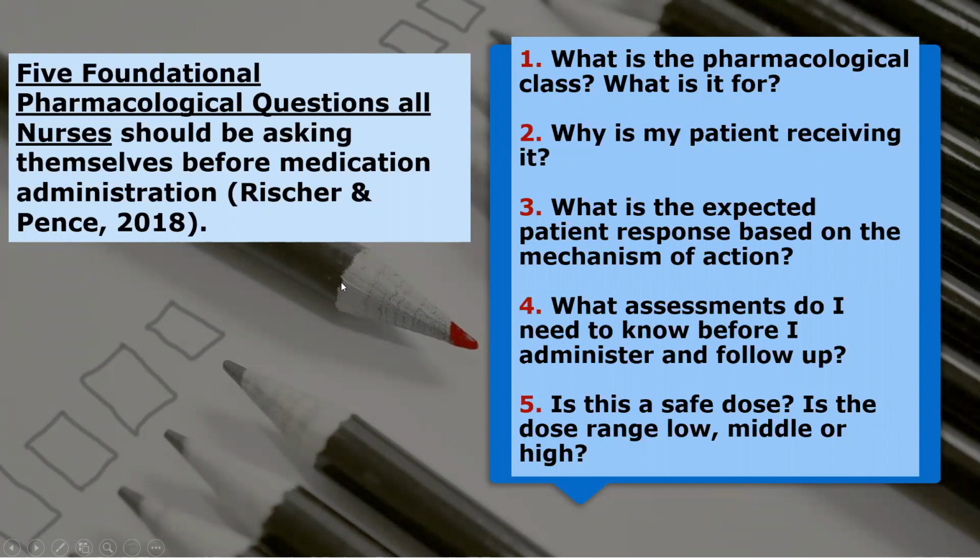What's the expected response based on the mechanism of action? What assessments do I need to know before I administer? And what follow-up assessments do I need? And is this a safe dose? Is it in the high range, middle range, or low range?